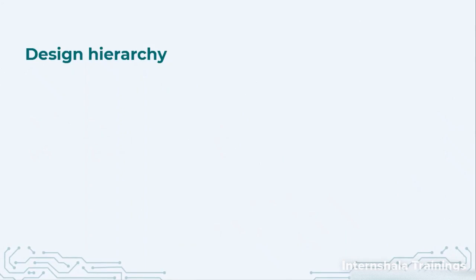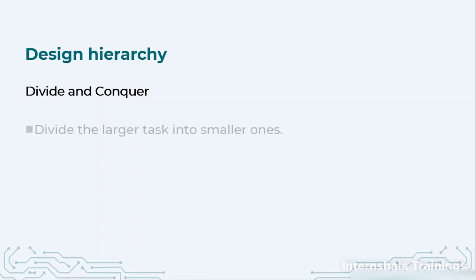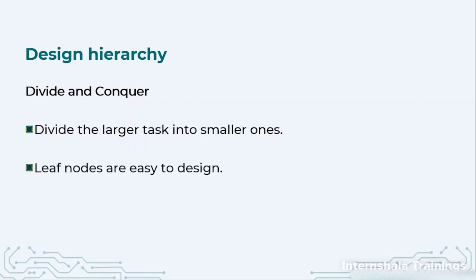Let us talk about the design hierarchy that we use. We mainly use the divide and conquer technique. That means we are going to divide our larger tasks into the smaller ones. We are going to generate the leaf nodes. A leaf node refers to a subsystem which is a part of the larger system. We will discuss these when we discuss how to divide your larger systems into subsystems. We are going to identify these leaf nodes, connect them, and that is how our design approach becomes easy, and then we are able to build the larger circuit.